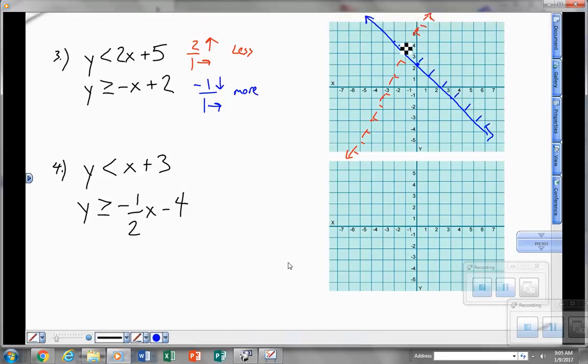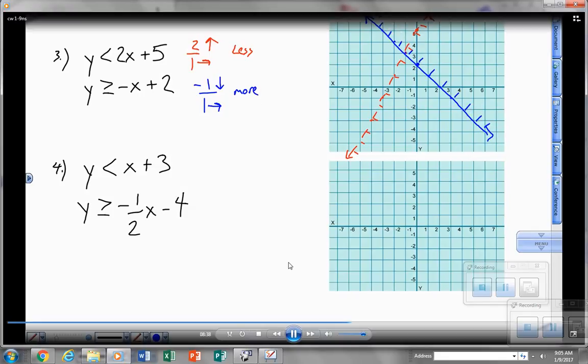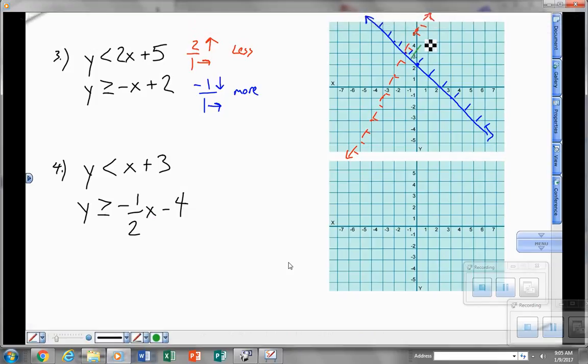And now once I've identified the area where they overlap, I'm going to fill that area in. I'm going to do this in green right here. So the one part of the graph that has them overlap is that one part of the graph right there. So any point in that shaded area will satisfy both.